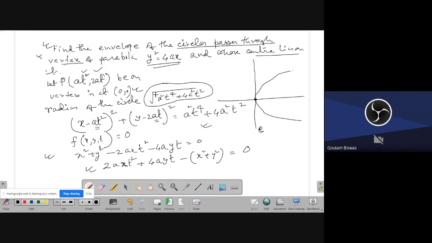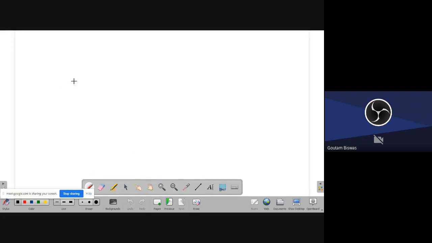Today I want to finish it, but I want to tell you again: x to the power 2/3 plus y to the power 2/3 is equal to a to the power 2/3. Find out the envelope of this curve. This is your homework. Not assignment, homework. I am not giving you the assignment.